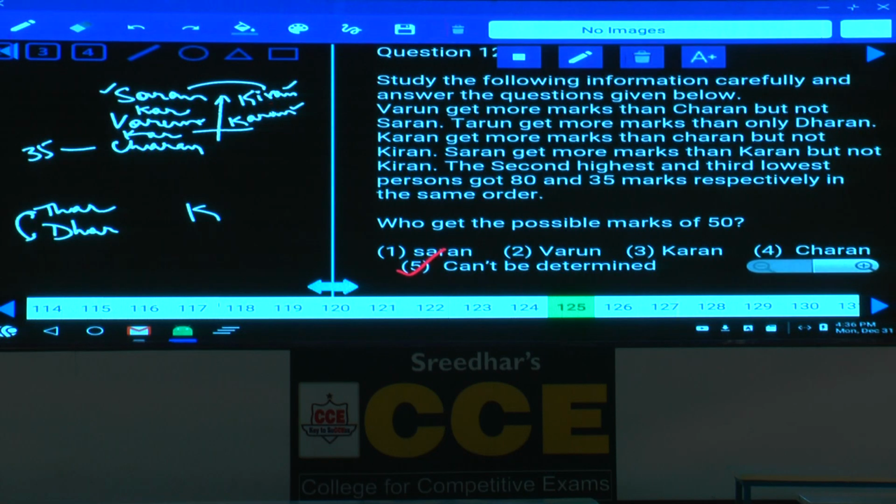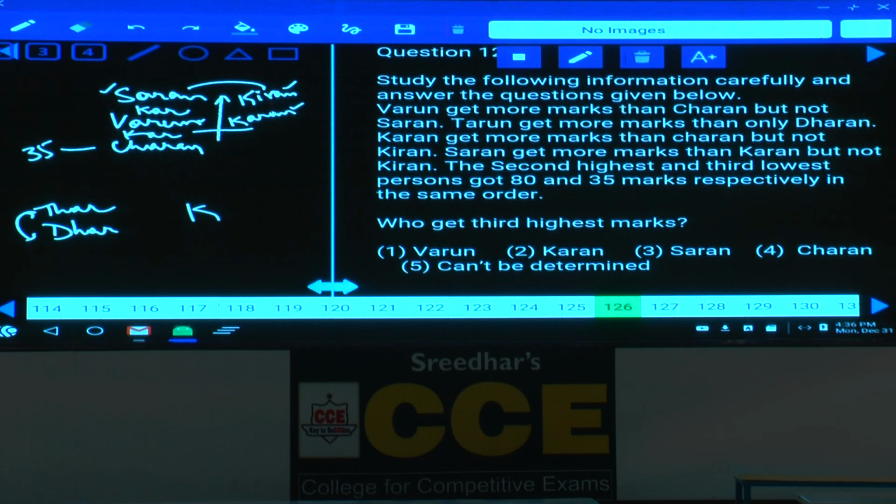Then question number 126, who gets the third highest marks? Yes, tell me who is the person? The third highest marks can be Charan, Karan at the first two places, or Karan can be at the third place, or Varun could be at the third place. Again cannot be determined because there are two different answers, either Karan or Varun.